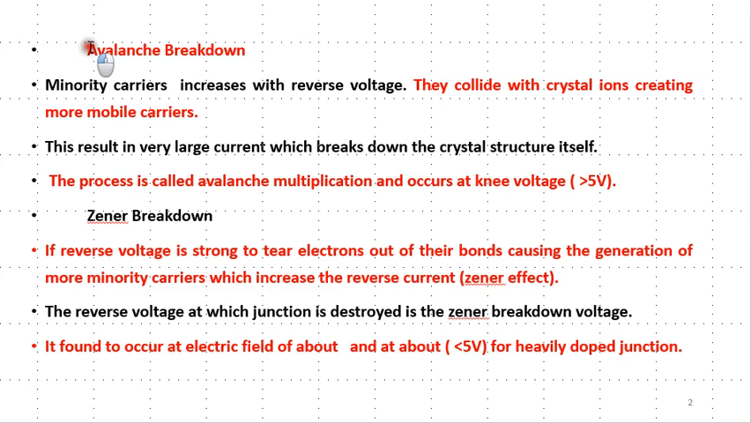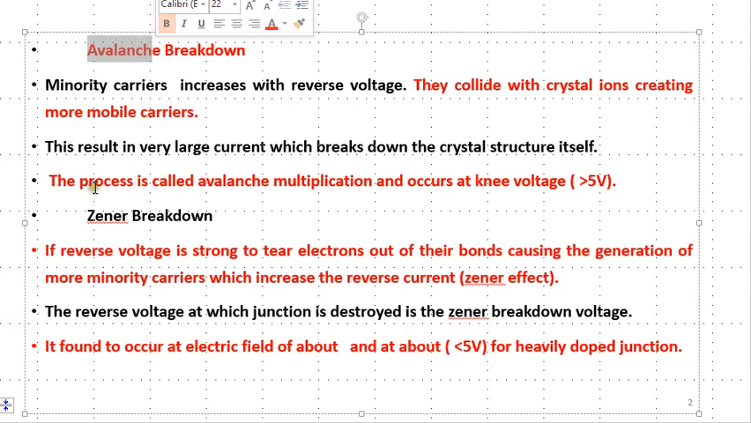We have what we call avalanche breakdown, and we have what we call a Zener breakdown. What is the avalanche breakdown? The avalanche breakdown is brought about by the minority carriers. Whenever you increase the reverse voltage, we reach a point where the diode starts conducting current in the reverse mode without any increase in the voltage.